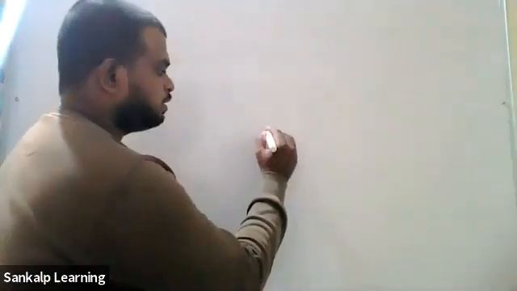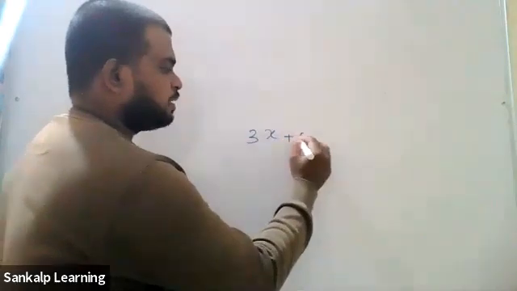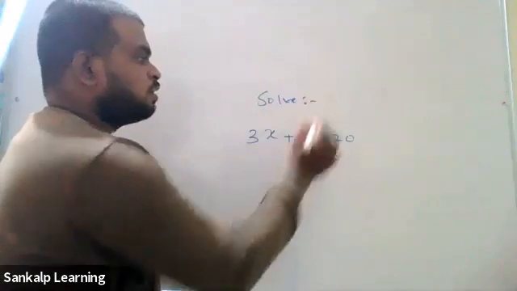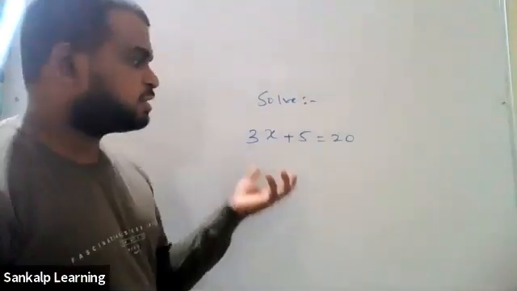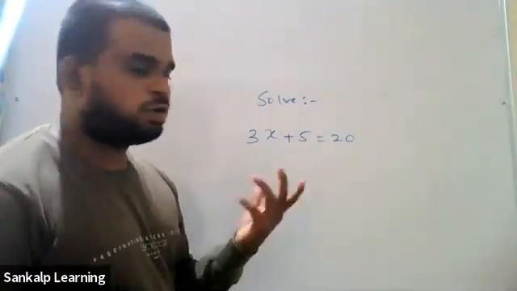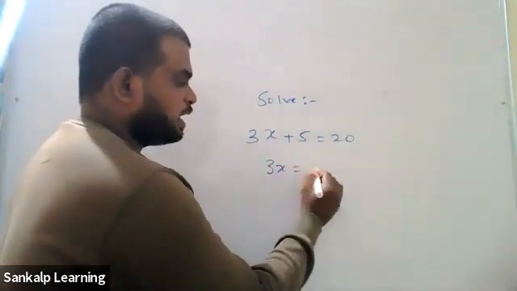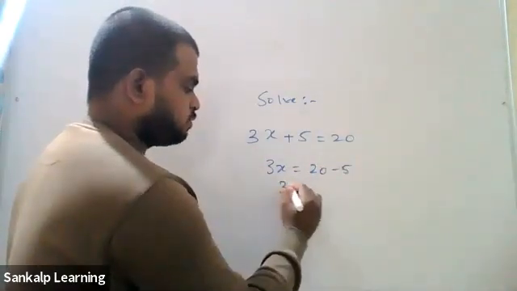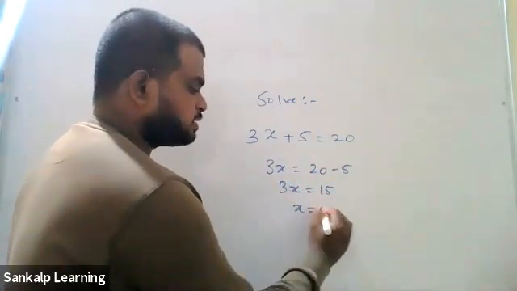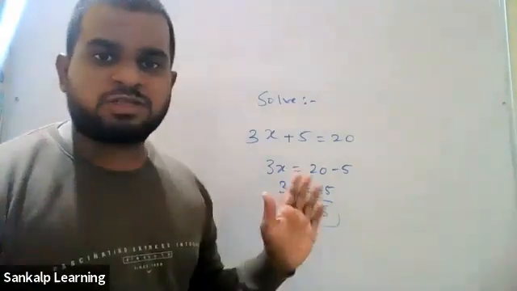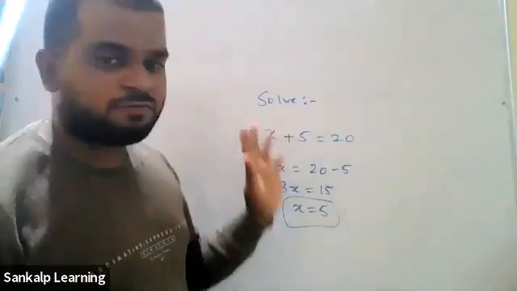It is always easy to solve when we have only one variable. I'll give you a simple example: 3x plus 5 is equal to 20. If I ask you to find the value of x, what will you do? It is very easy, right? You simply transpose 5 to the other side. 3x is equal to 20 minus 5, so 3x is equal to 15. Therefore, x is equal to 15 by 3, which is nothing but 5. So it's very easy to solve when you have only one variable.